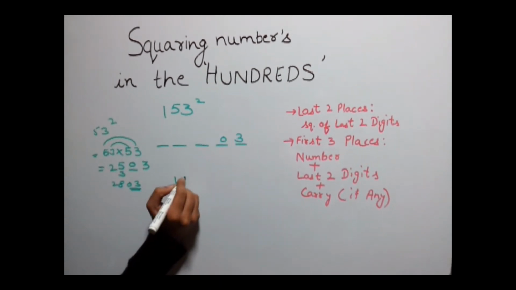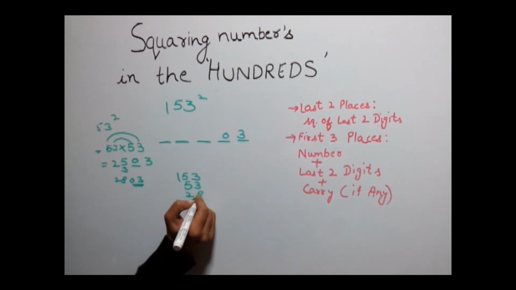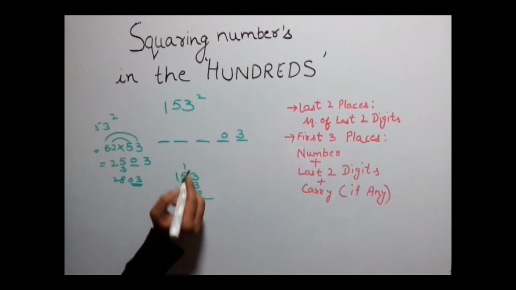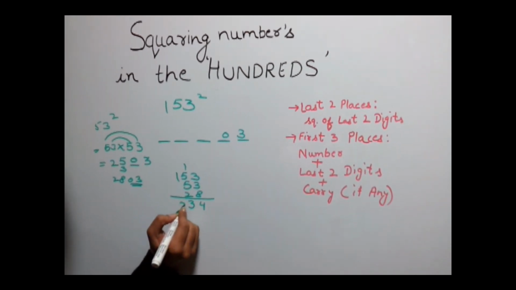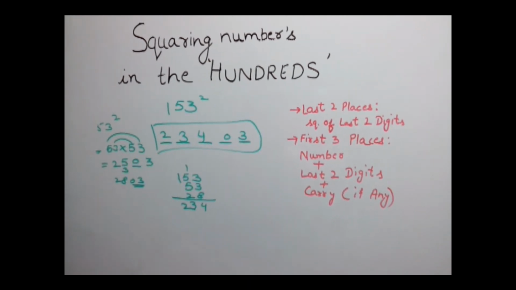Taking the second part, we will add 153 plus 53 plus 28, which gives us 8 and 6, 14. 1 is carry, 3, 2, 234. So this is the answer.